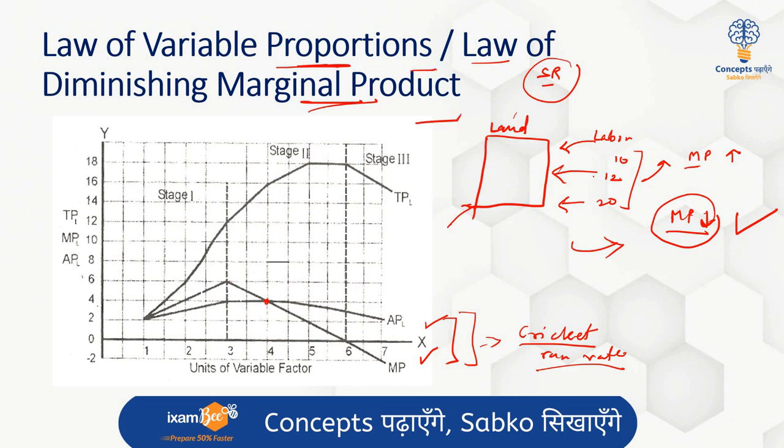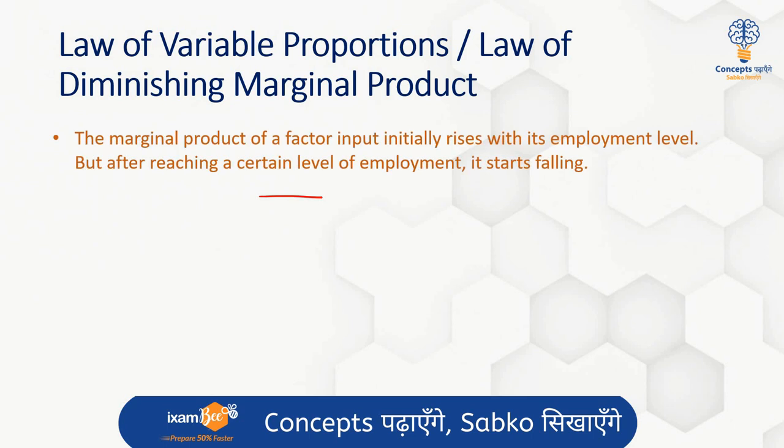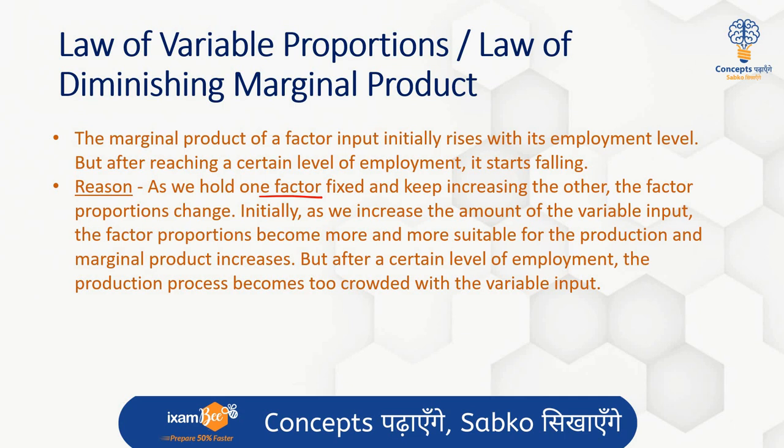I hope you understood well that the marginal product of the factor input initially rises with its employment level, but after reaching a certain level of employment, it starts falling. And the reason is that initially the factor proportions become more and more suitable for the production, but after a certain level of employment, the production process is becoming too crowded. That is why the marginal product starts falling.